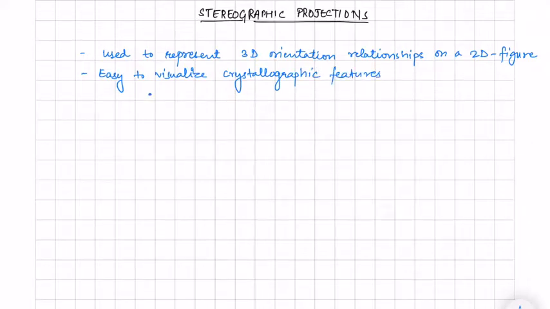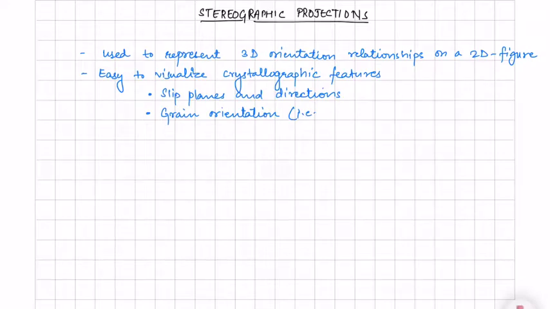Some of them are slip planes and directions, grain orientations, that is different grains can be oriented along different axes and angles, so that can be visualized using stereographic projections. That is also called as texture in a polycrystal.